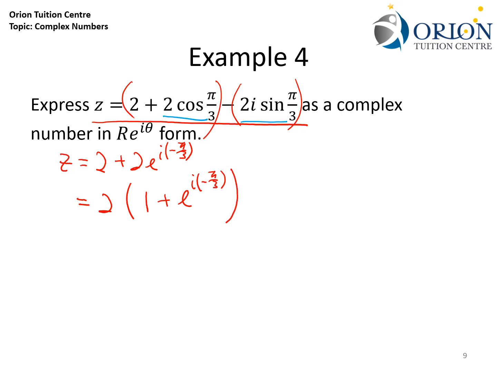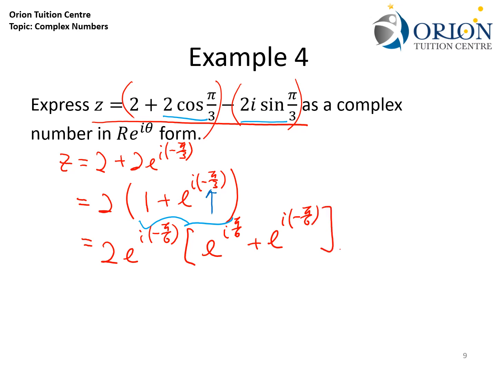Notice that this form is very similar to what we have done earlier in taking out half of the angle before we can substitute the identity in. So I'm going to factorize out half of this angle here. So 2e^(-i pi/6), and what I'm left with will be e to the power of i pi over 6 plus e to the power of i negative pi over 6.